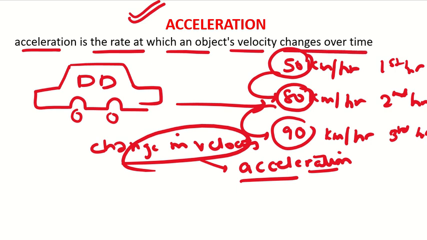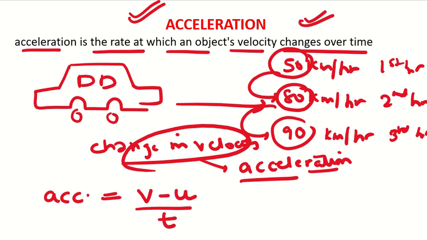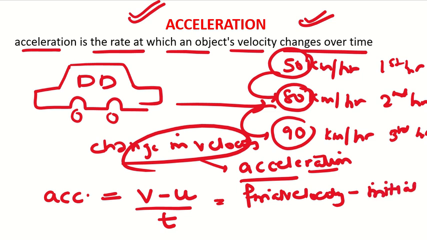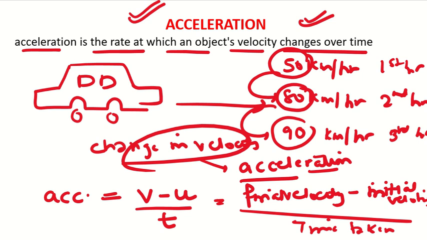So how will we write the change in velocity over time as acceleration? Acceleration is basically change in velocity over time. Then it is written as v minus u by t, right? So what is v? v is your final velocity, u is your initial velocity, and t is the time taken. Wait, let me change the page and explain again.